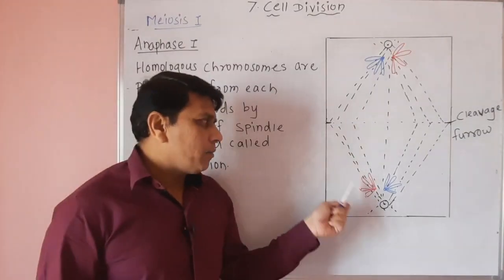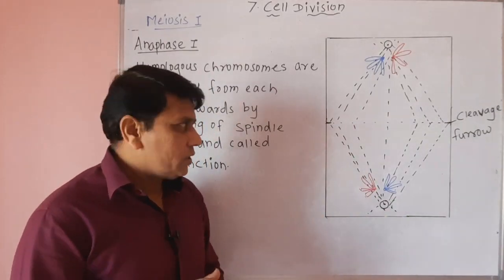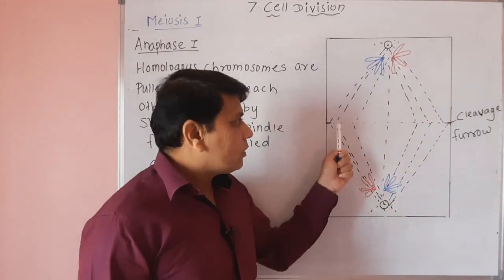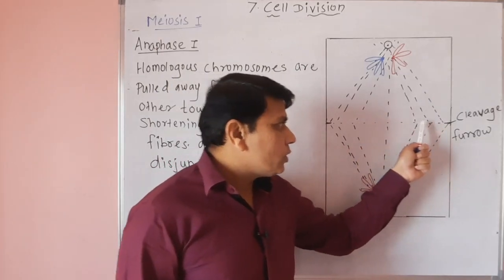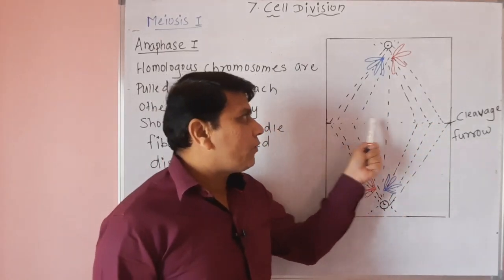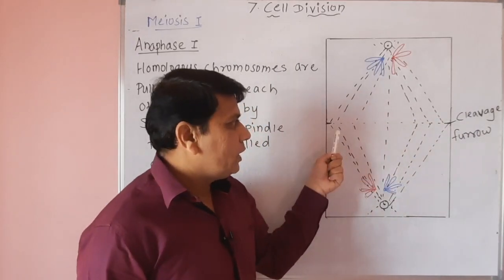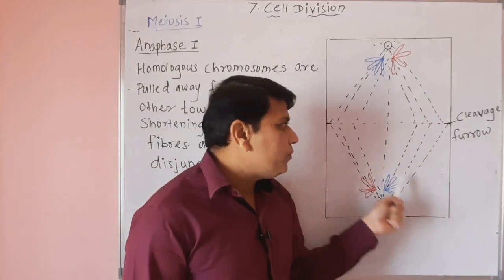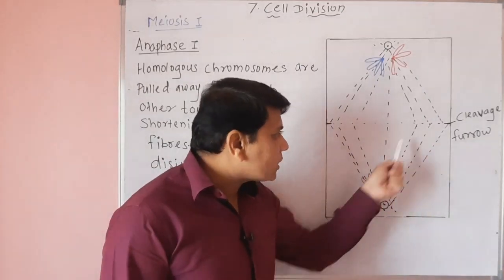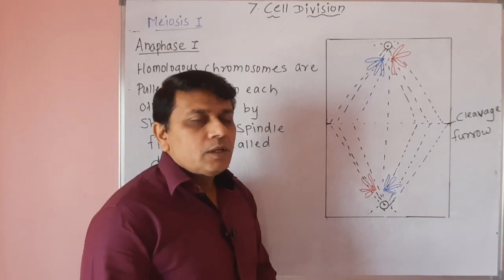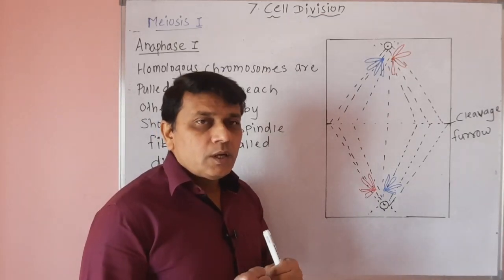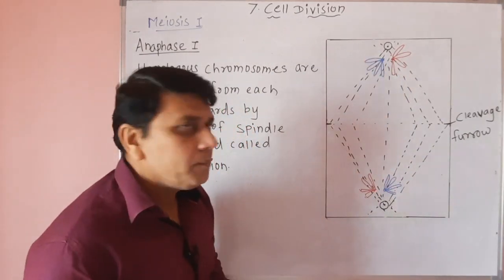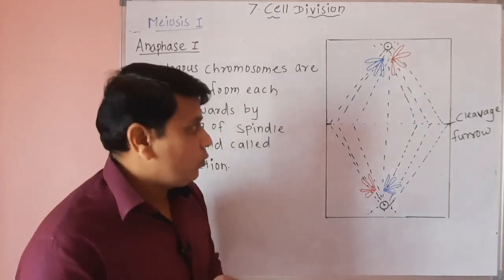Now here in this diagram we can see the anaphase I stage. In metaphase we saw that the homologous chromosomes were arranged at the equator, at the center of the cell. But in anaphase, due to the shortening or contraction of the spindle fibers, the homologous chromosomes are dragged towards both the poles, or both the ends of the cell, and they are equally distributed.